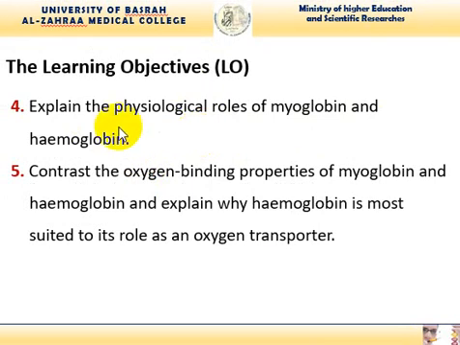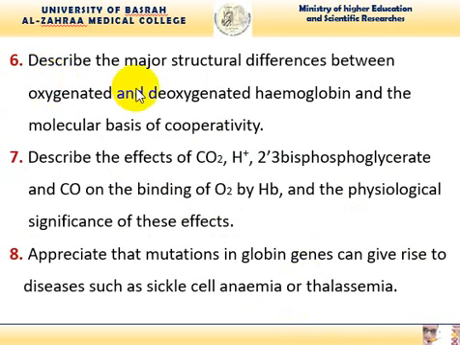So, in this lecture, we try to explain the physiological roles of myoglobin and hemoglobin, contrast the oxygen binding properties of myoglobin and hemoglobin, and explain why hemoglobin is most suited to its role as an oxygen transporter. Also, describe the major structural differences between oxygenated and deoxygenated hemoglobin and the molecular basis of cooperativity.